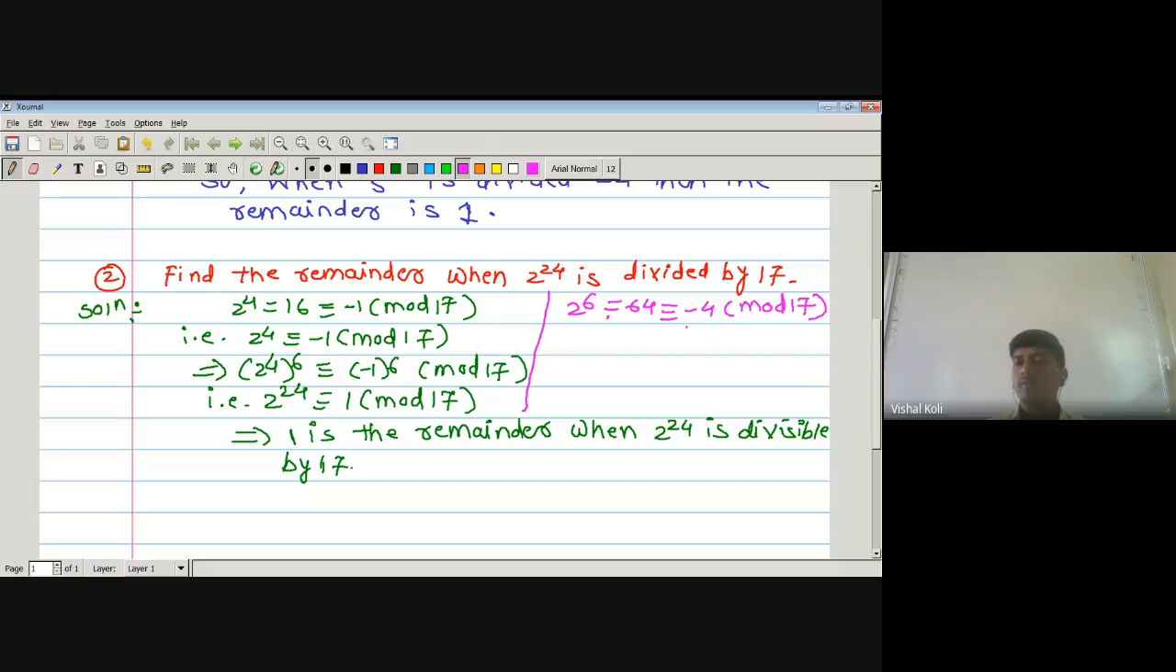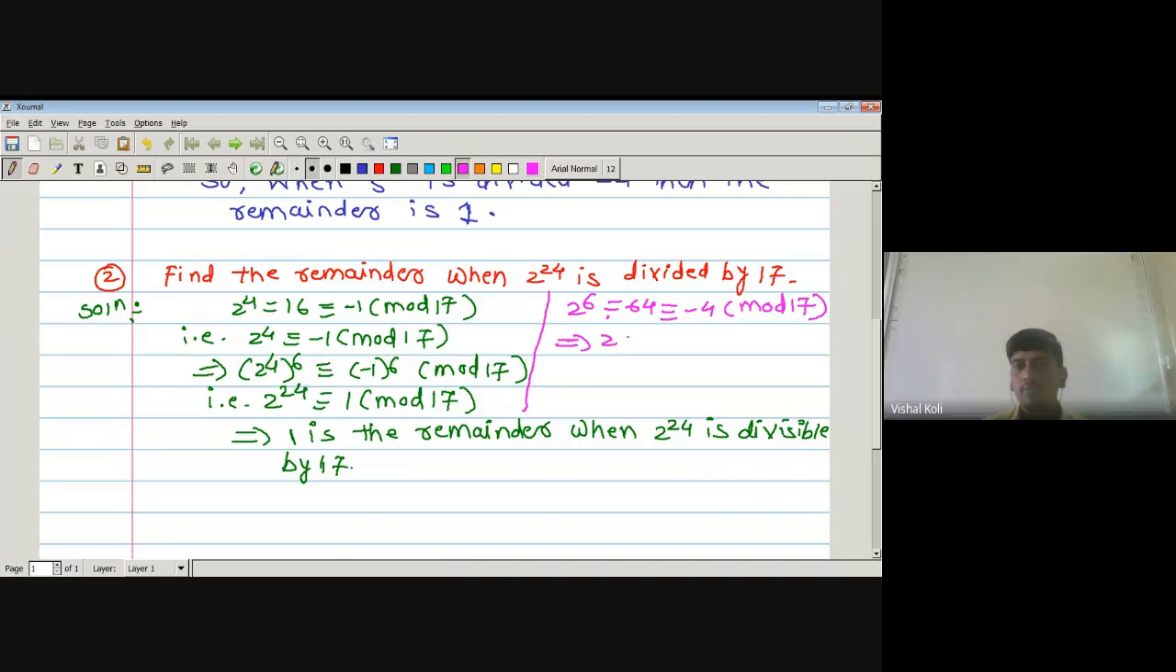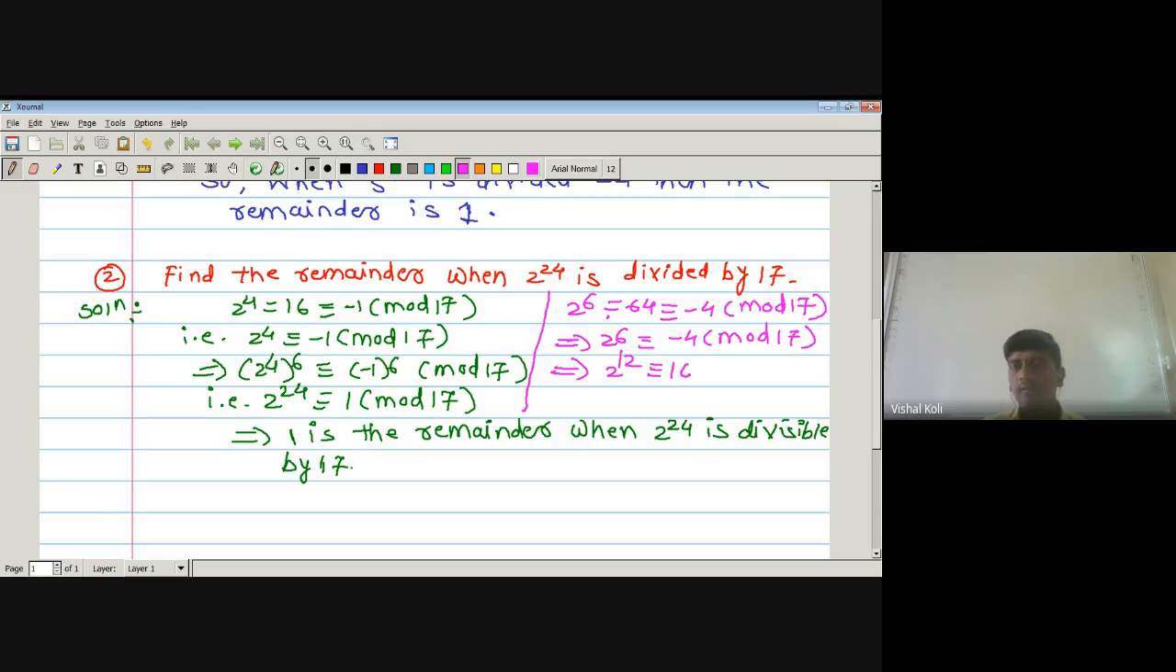Minus 4 or minus 1? -4. Okay. Which implies 2 to the power 6 is congruent to minus 4 modulo 17. Just take a square on both sides. We get 2 to the power 6 to the power 2, which is nothing but 2 to the power 12, is congruent to minus 4 square, which is 16. And we know that 16 is congruent to minus 1.